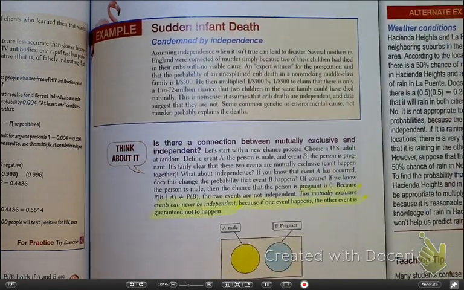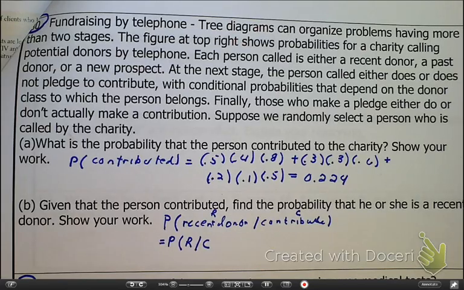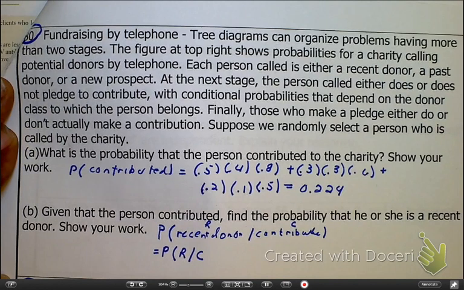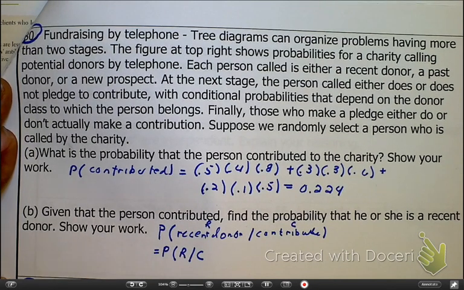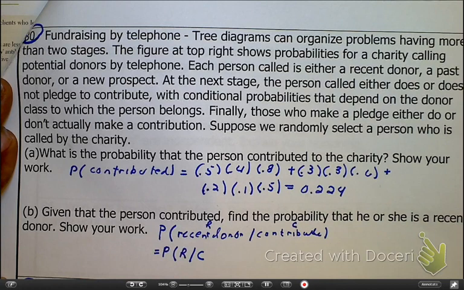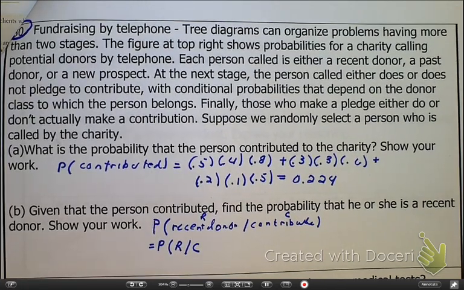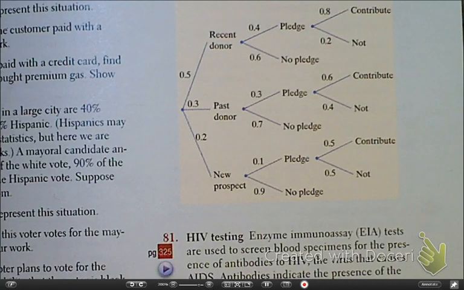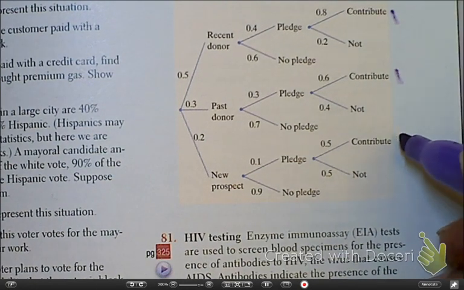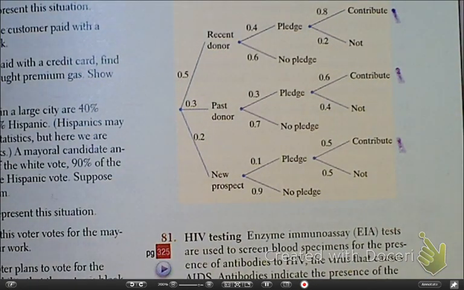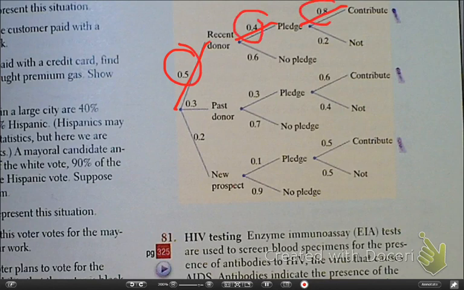Now, let's do some of your examples. Go to your page, I think it's probably your page 15, number 80. Okay, so right here, we're talking about a fundraiser. We have a tree. And here's the problem. Let me show you the tree in a minute. We want the probability of a person contributing to a charity. So we have this, this, and this. So this, this, this. You multiply all of these together.